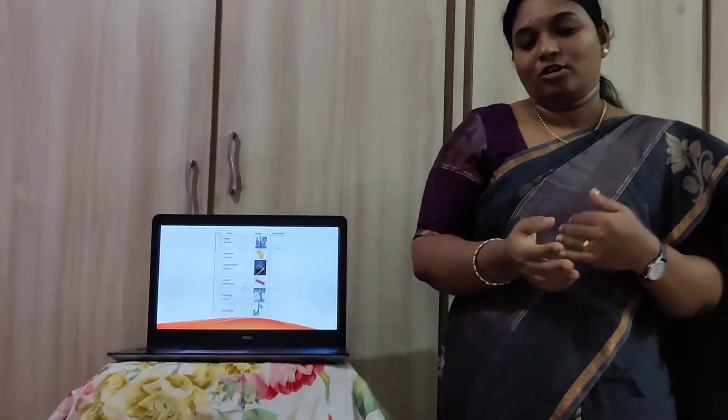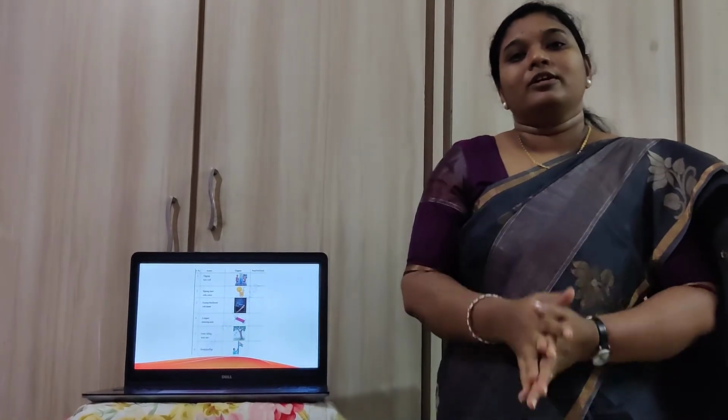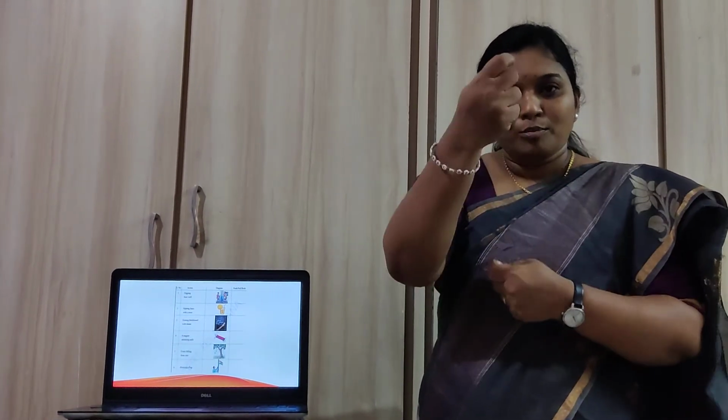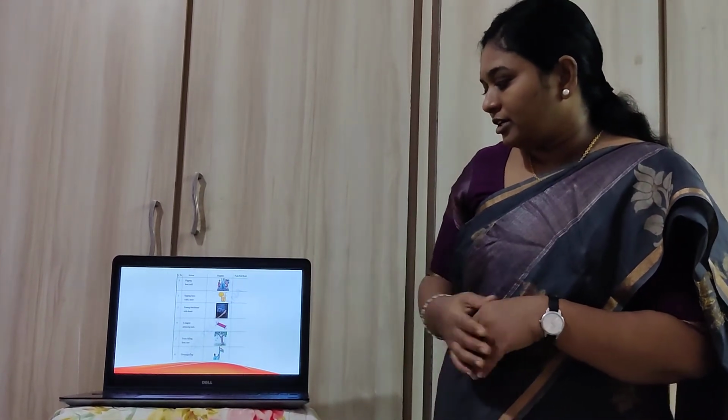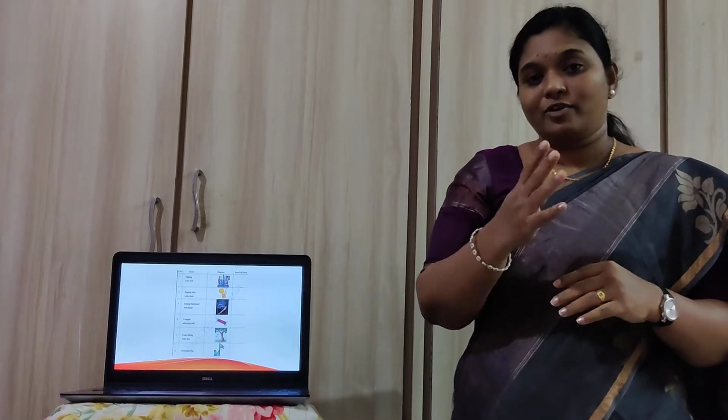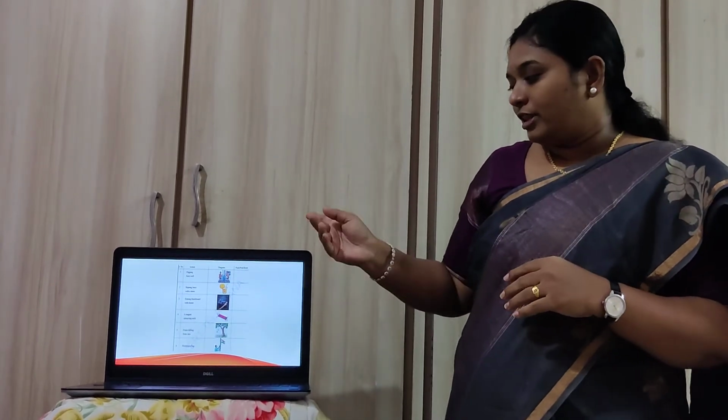And then hoisting a flag. On Independence Day or Republic Day, we see our headmaster or principal hoisting the flag. So when we hoist the flag, what does the principal do? He pulls the thread or the rope so that the flag gets up onto its position. So these are different things you have to do in the textbook. If you have your textbooks, you can fill that.